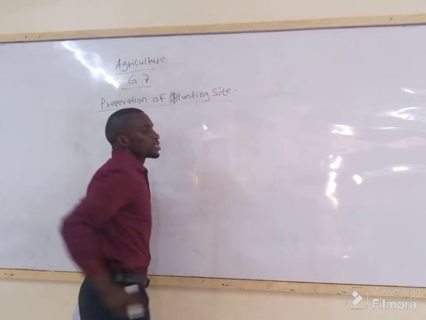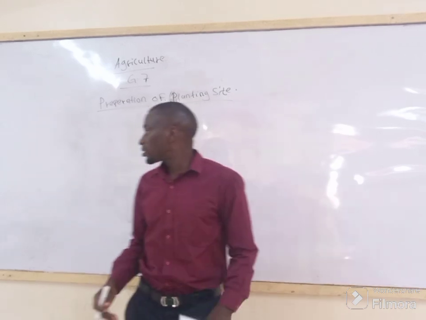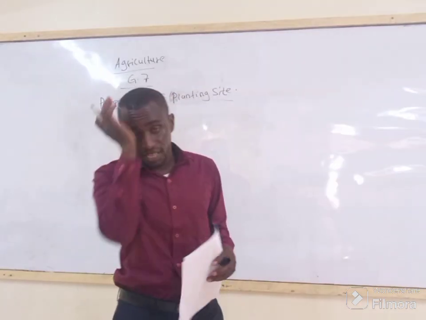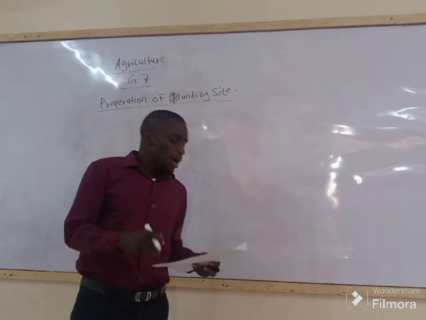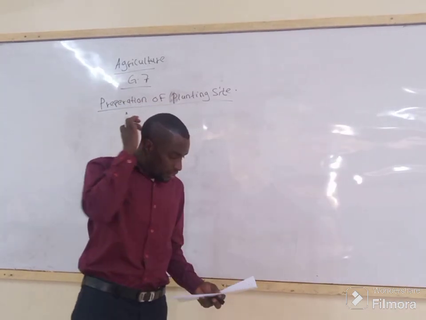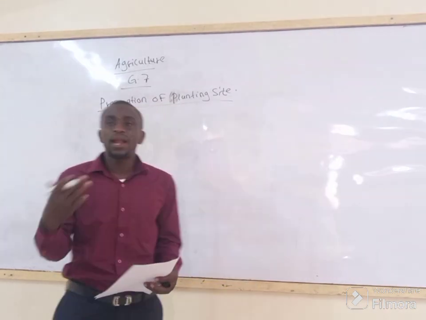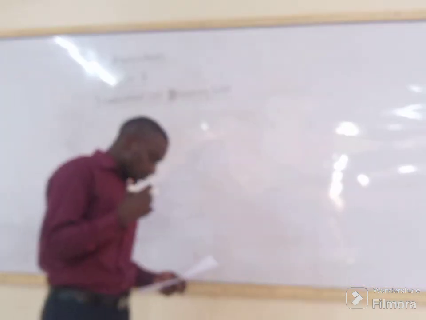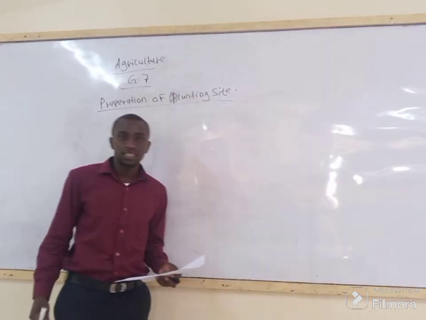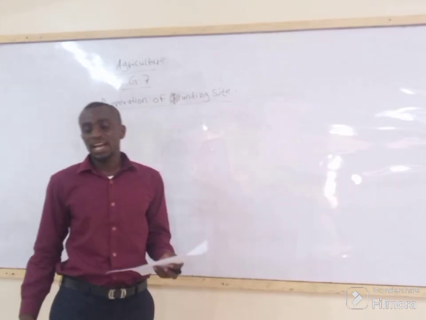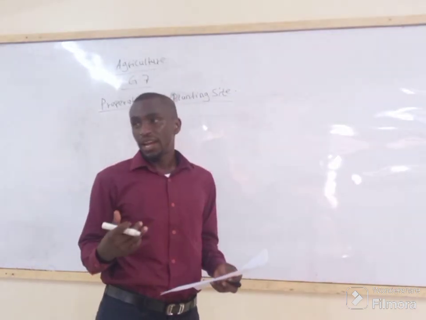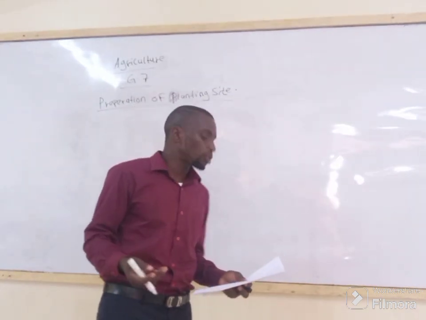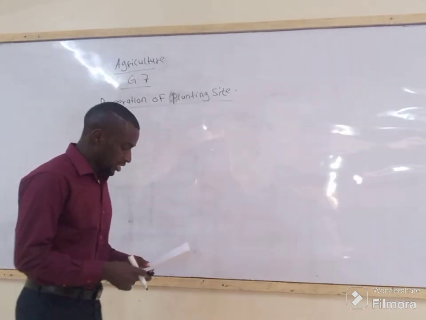Now, first of all, we need to understand what a planting site is. That is the first question we need to ask ourselves. A planting site is a place which has been made for planting of crops or plants. A place that has been made for planting of plants or crops is what we call the planting site.